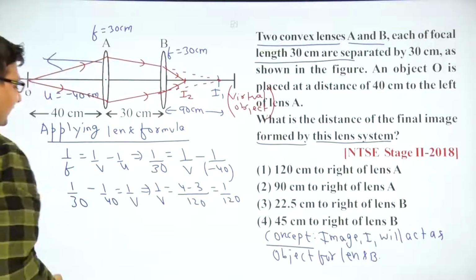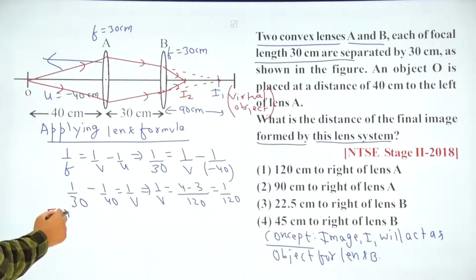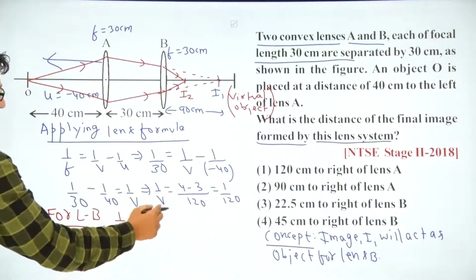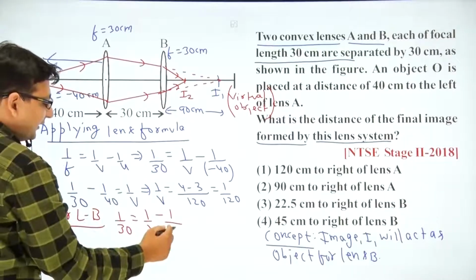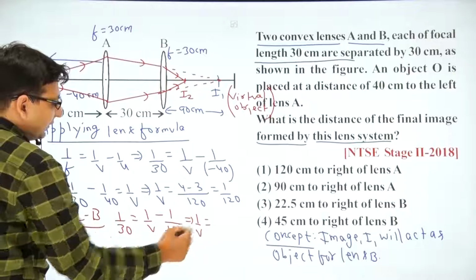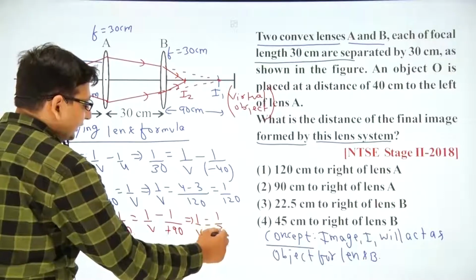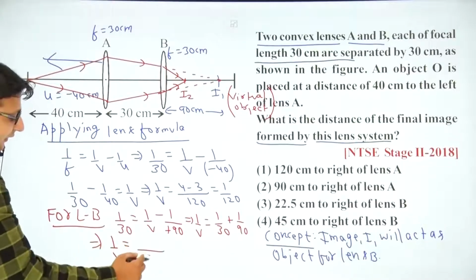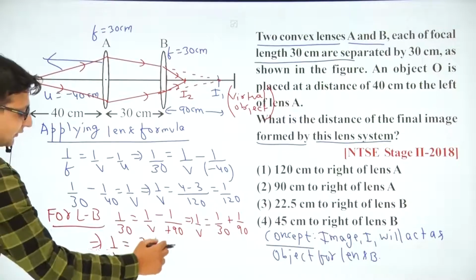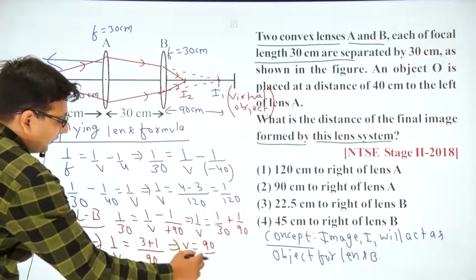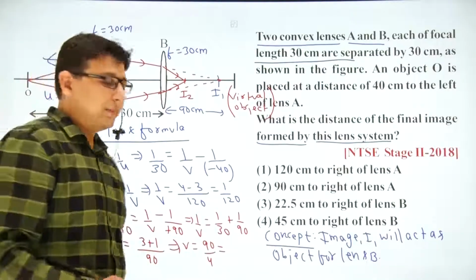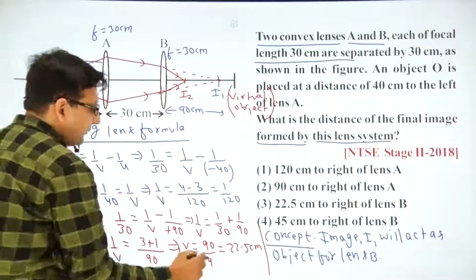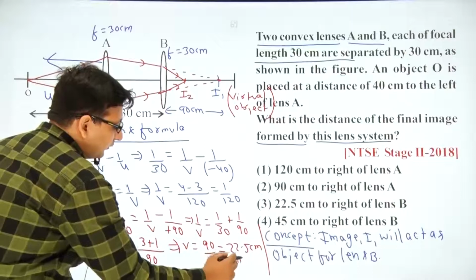Solving for lens B, again applying the same formula. The focal length is again 30. V we don't know. U is plus 90. This implies 1 by V equals 1 by 30 plus 1 by 90. How much is it coming? 1 by V, with 90 as the LCM, will be 3 plus 1. This implies V equals 90 upon 4, which means 45 upon 2, 22.5 centimeter, from B.